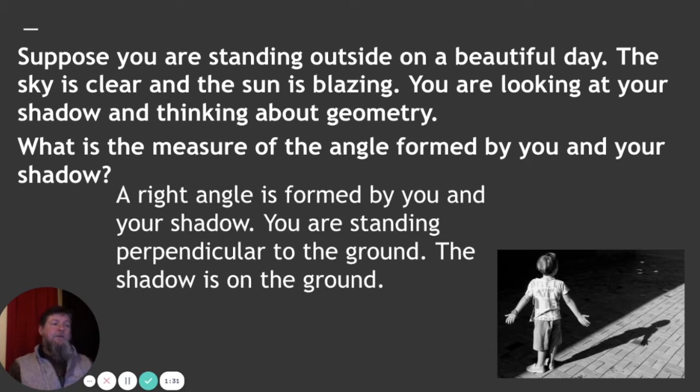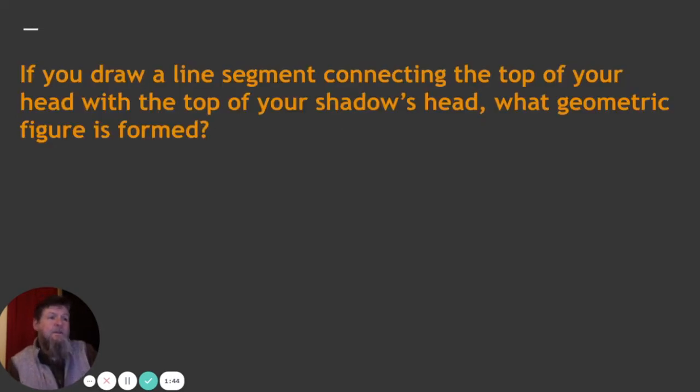A right angle is always formed by you and your shadow because you're standing perpendicular to the ground and the shadow is on the ground. So you're perpendicular to your shadow. Unless, of course, your shadow is cast onto a wall. So this is a hypothetical situation.